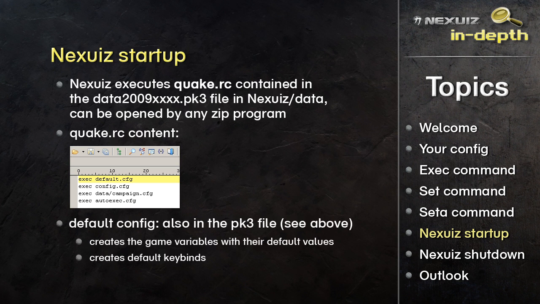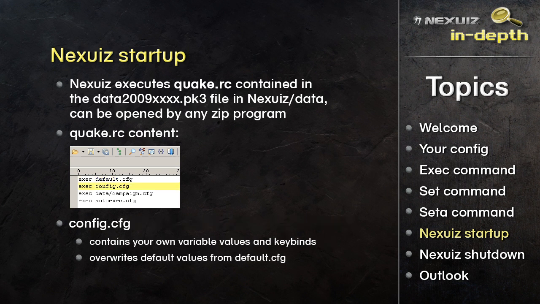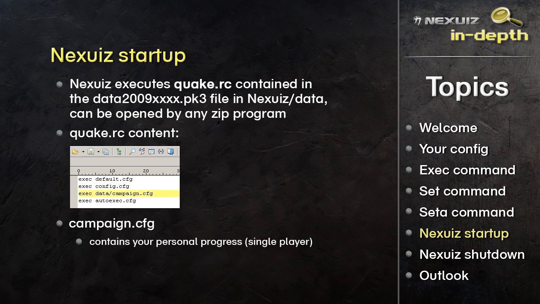It will first execute the default config of Nexuiz, which creates a lot of variables for the game, such as the damage variables for the weapons or many others, and it also creates default keybinds. After that, it loads your config file, and keep in mind, whatever is contained in your config file, it will override the variables or keybinds from the default config. Then it executes the campaign config file, which saves your personal progress in the single-player campaigns.